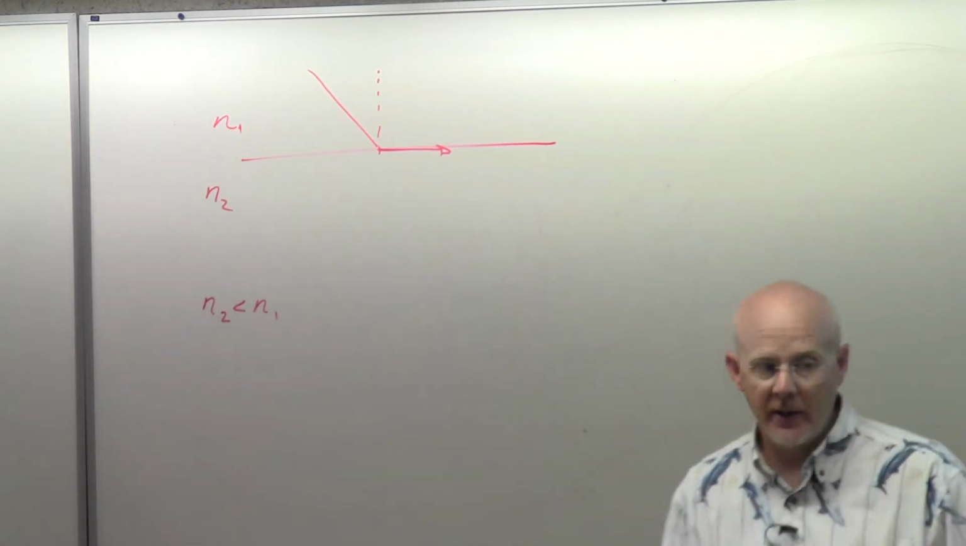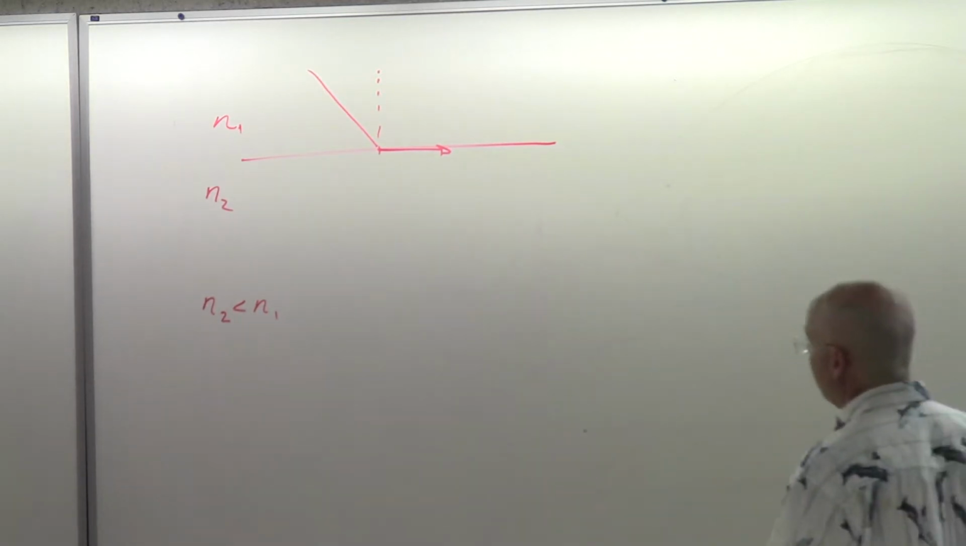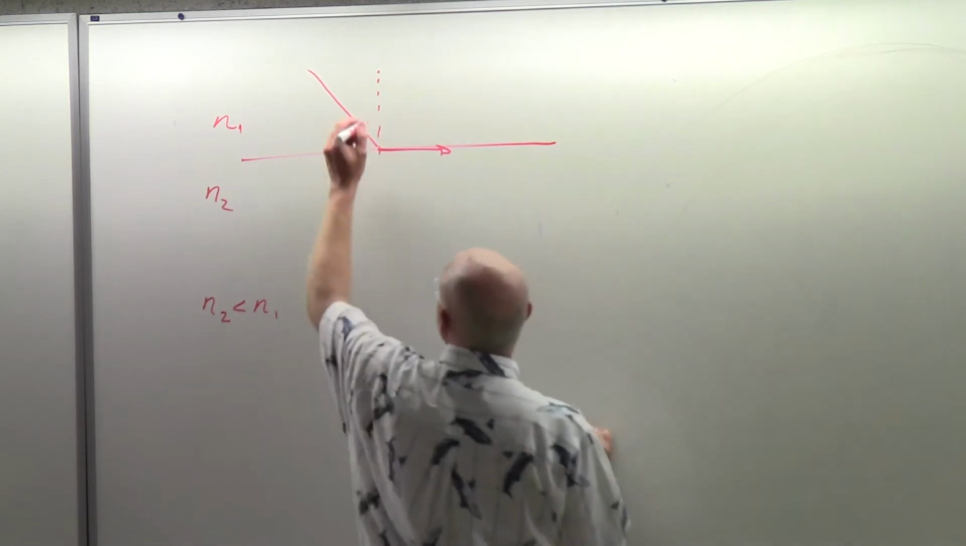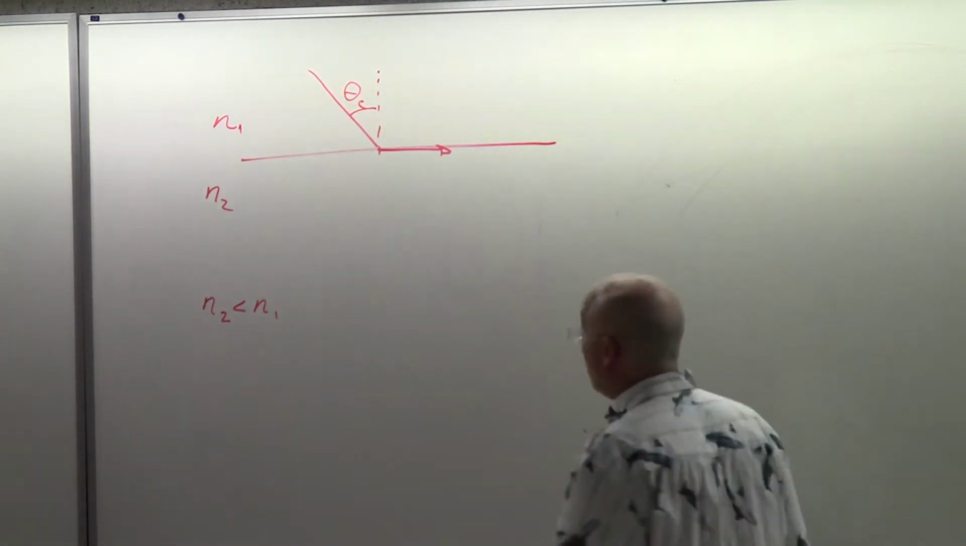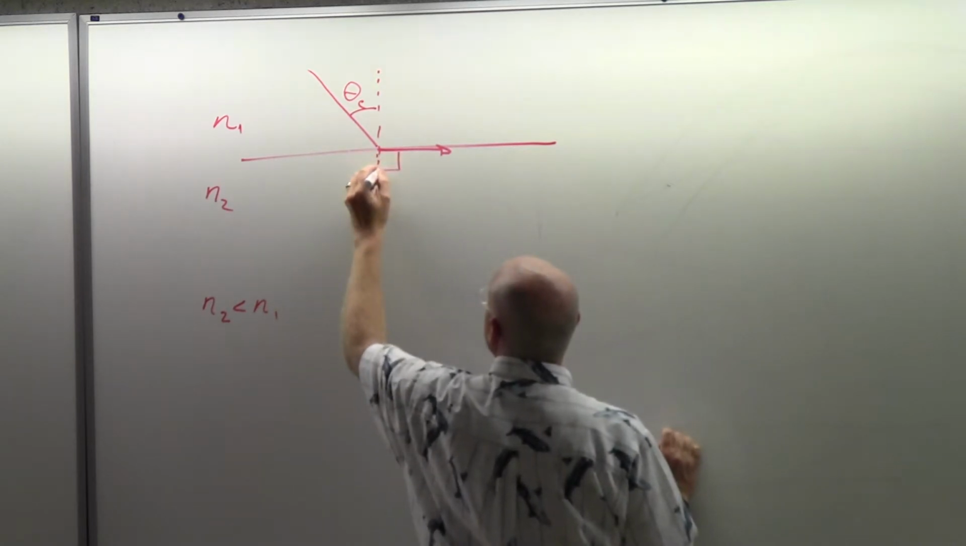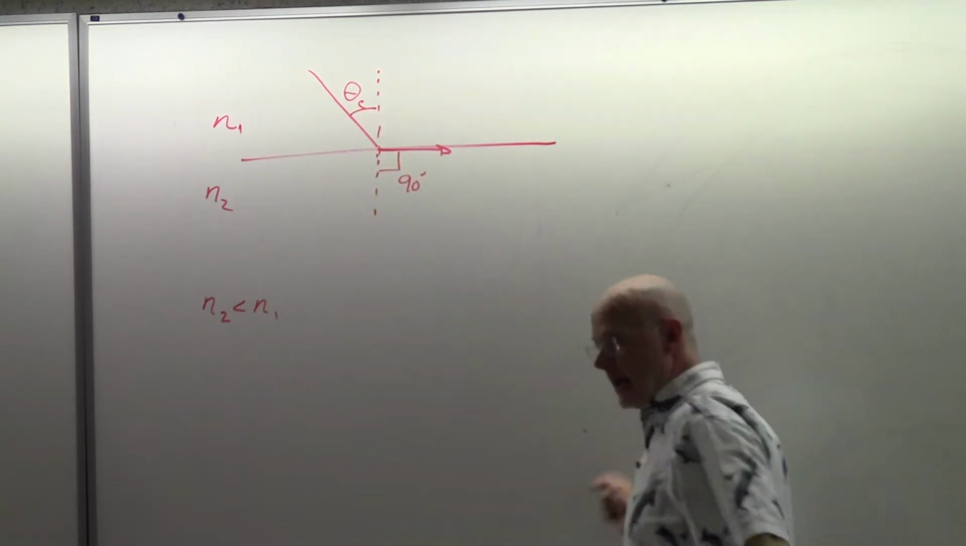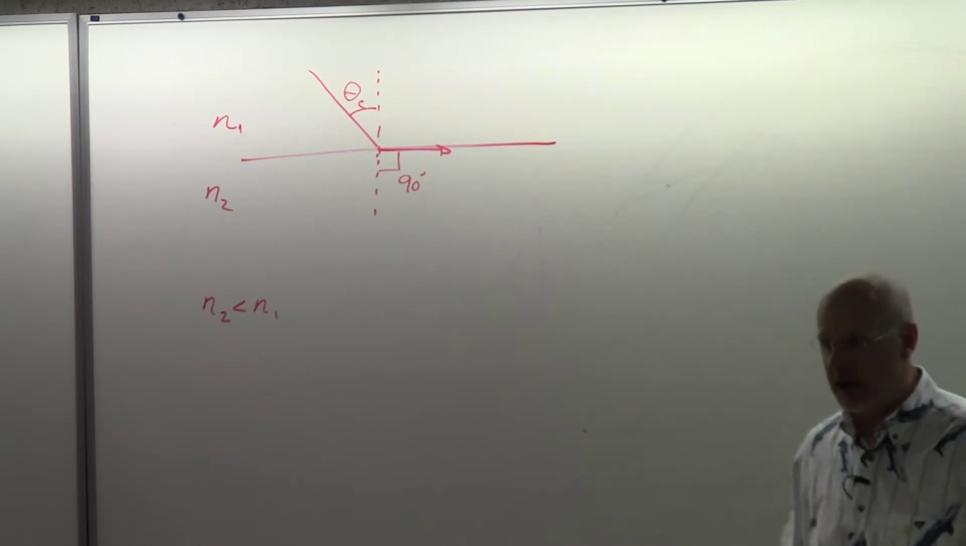You've got to be going into a faster medium because it's got to bend away from the normal. So with that said, this would be what I would call the critical angle. What is the critical angle needed to make the secondary beam be at 90 degrees?